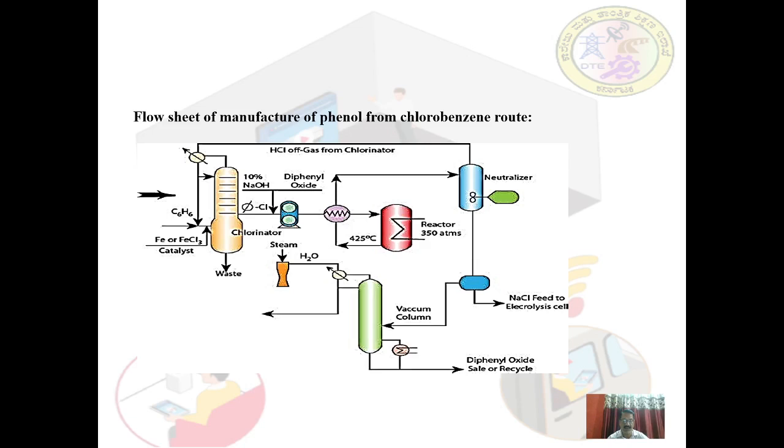A portion of diphenyl oxide is recycled and the remainder is redistilled under vacuum for commercial production. This is the process which is taking place in the manufacture of phenol by chlorobenzene route. The next method of production is the benzene sulfonate process for phenol production.